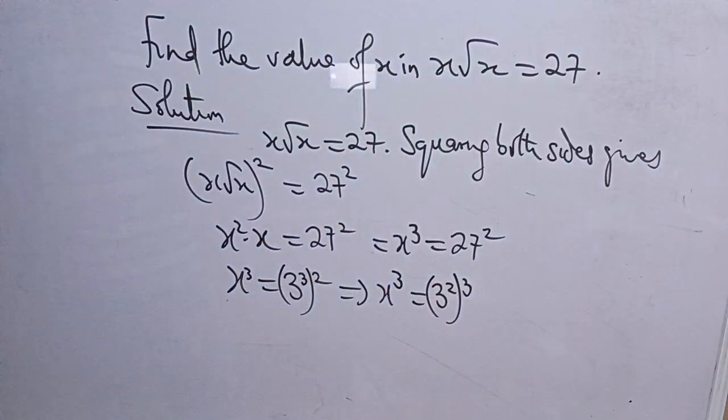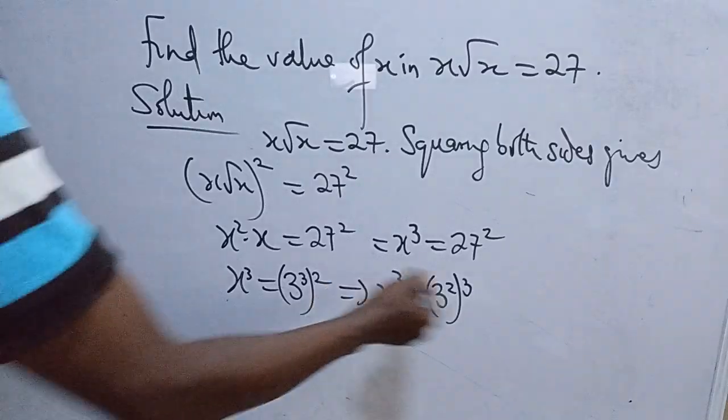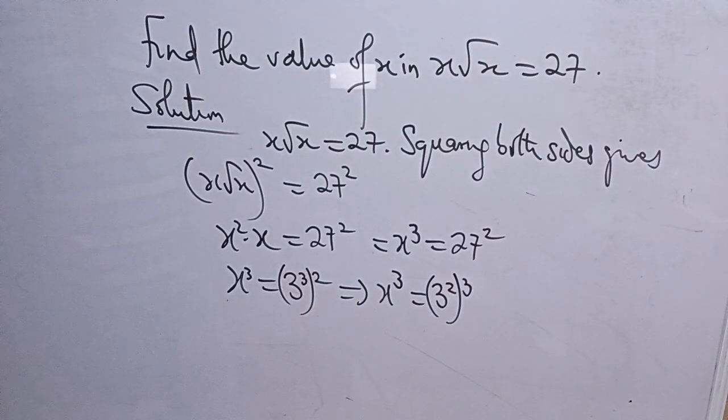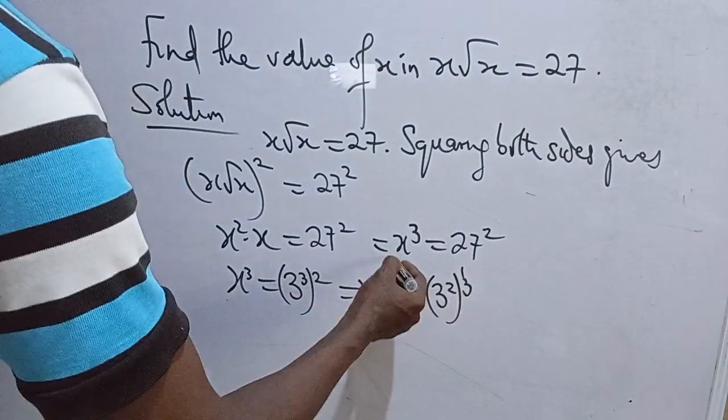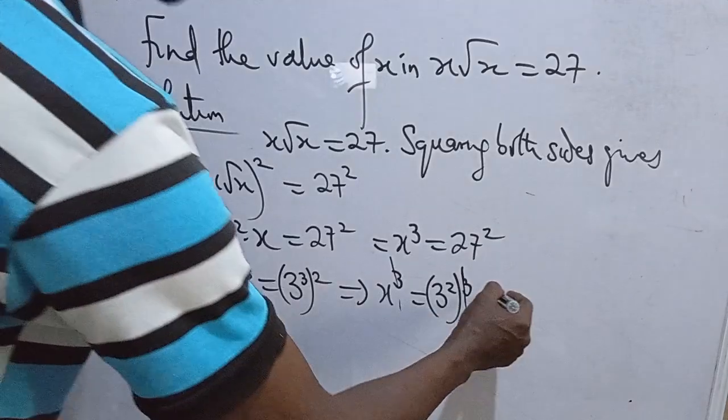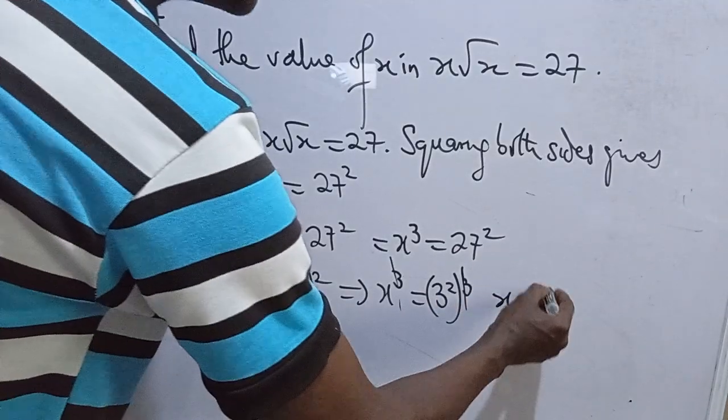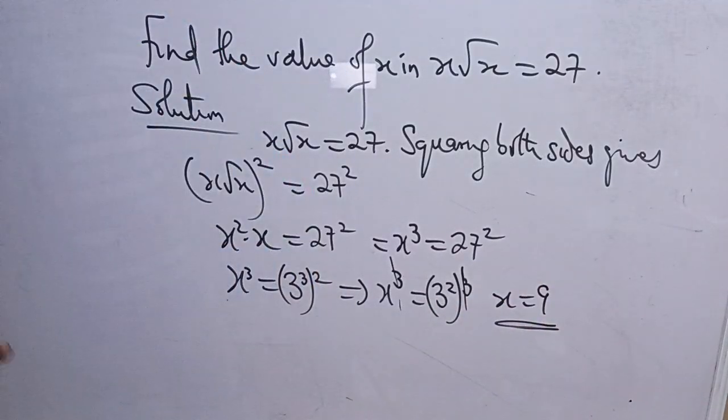Now, you observe that we have the same exponents on both the left and right hand side. So we have 3 here, we have 3 here, so they cancel out. So we have x is equal to 3 raised to the power 2, which is 9. So our answer here is x is equal to 9.